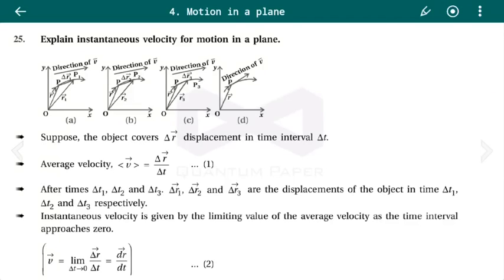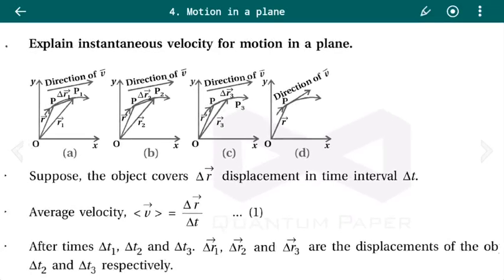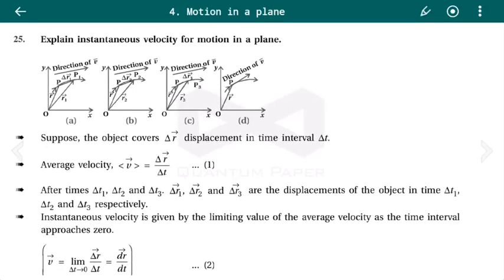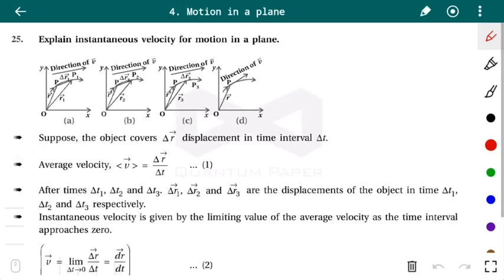Explain instantaneous velocity for motion in a plane. The average term can be converted into the instantaneous term when we limit delta t to 0, that is, delta t tends to be as small as possible. So taking the limit delta t tends to 0, the average term can be converted into the instantaneous term.